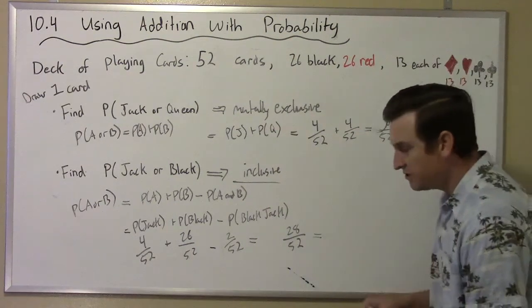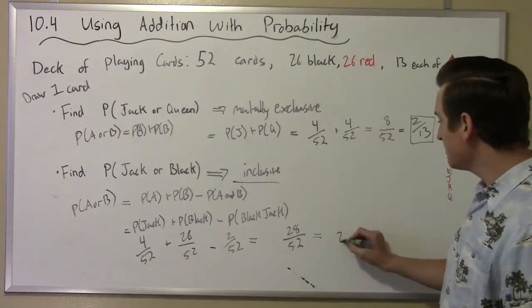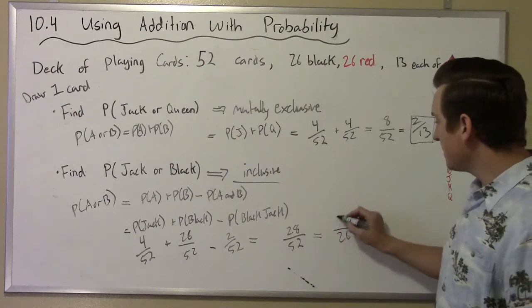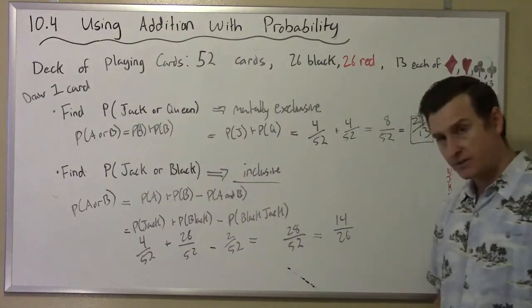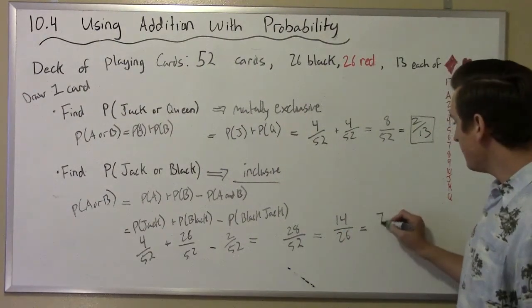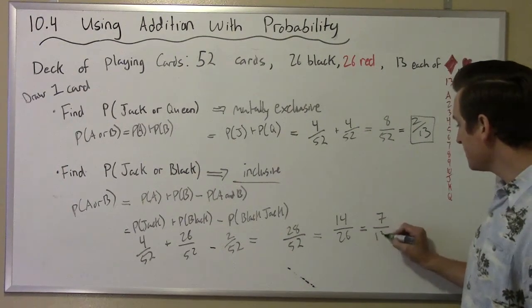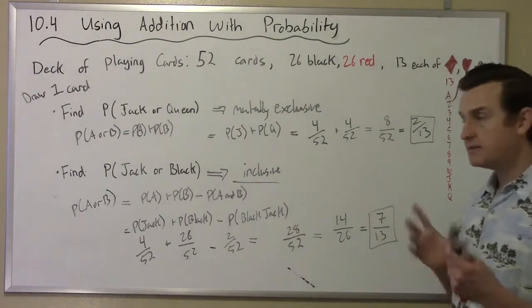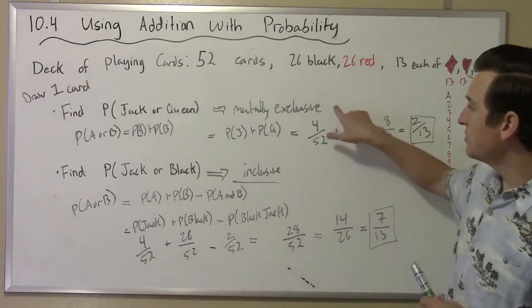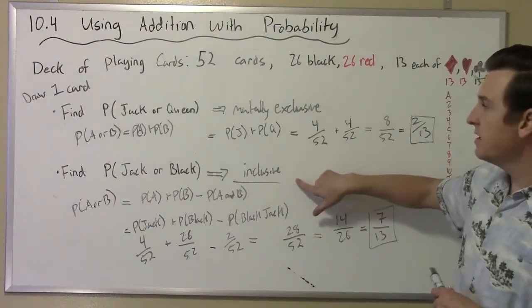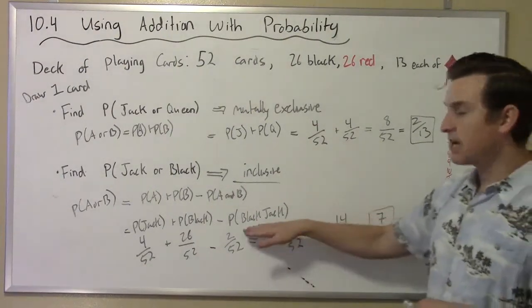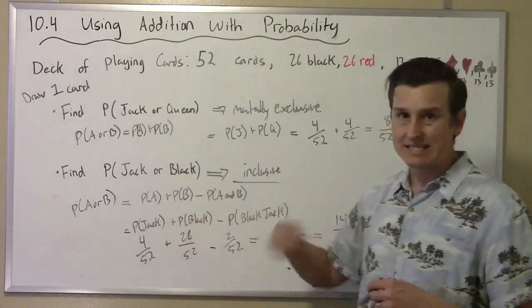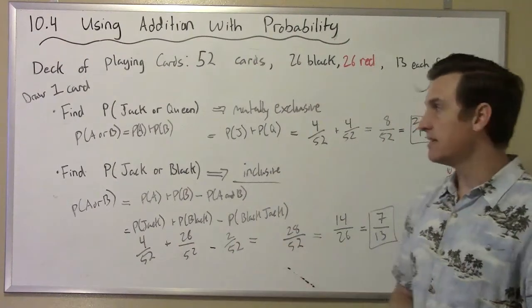So definitely 2 goes into both of these. If you divide this by 2, you're going to get 26. You divide this by 2, you're going to get 14. Okay, looks like we can go one more step. So we're going to have 7 here and then 13 here. And that's as far as we can go. Okay. So again, there are different formulas for mutually exclusive versus inclusive. If there's overlap, you have to subtract that overlap. Otherwise, you're counting the same outcomes more than once, and that can be a problem.